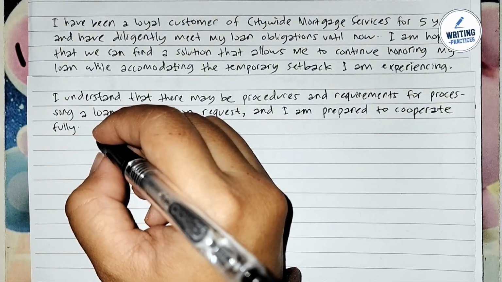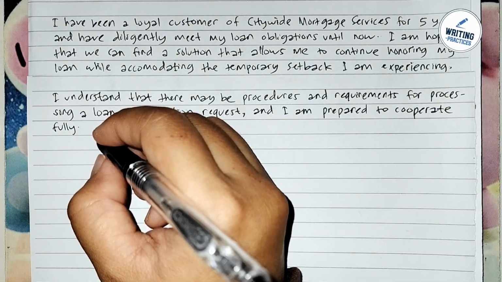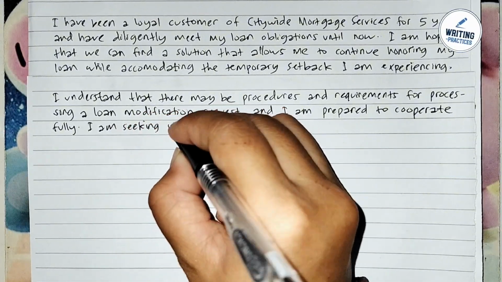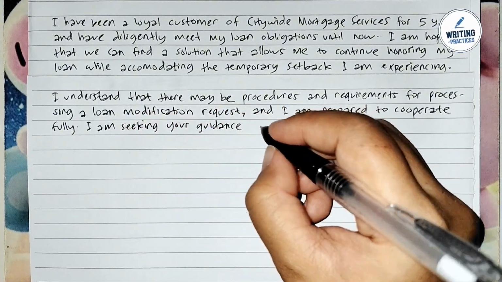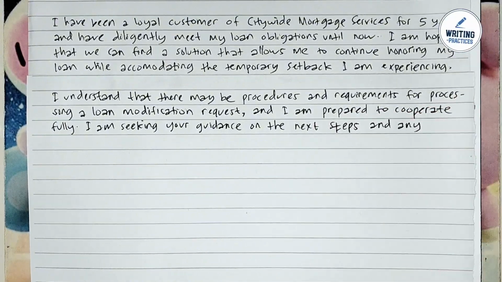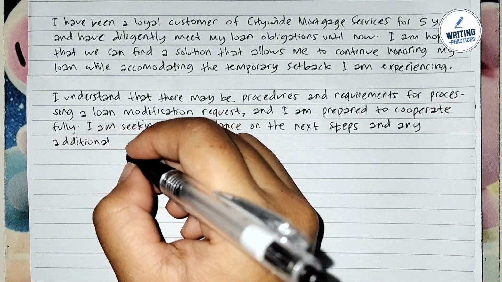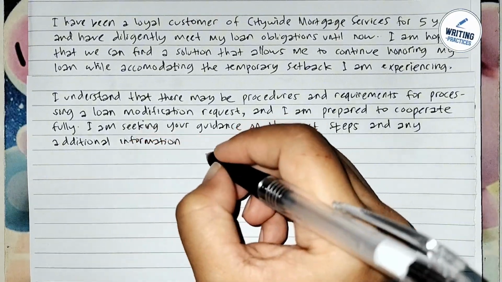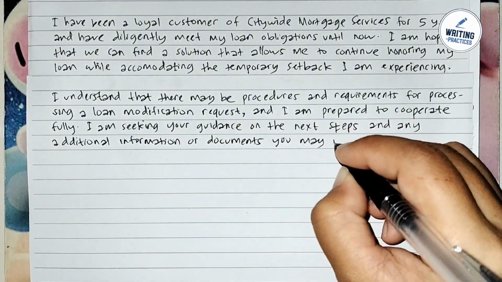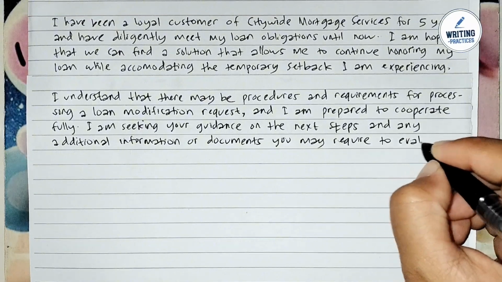Not only that, but you need to also show your willingness to cooperate. In this case, express the borrower's willingness to cooperate fully, and seek guidance on the next steps, and any additional information or documents needed. This is how you write it: "I am seeking your guidance on the next steps, and any additional information, or documents you may require, to evaluate my request."